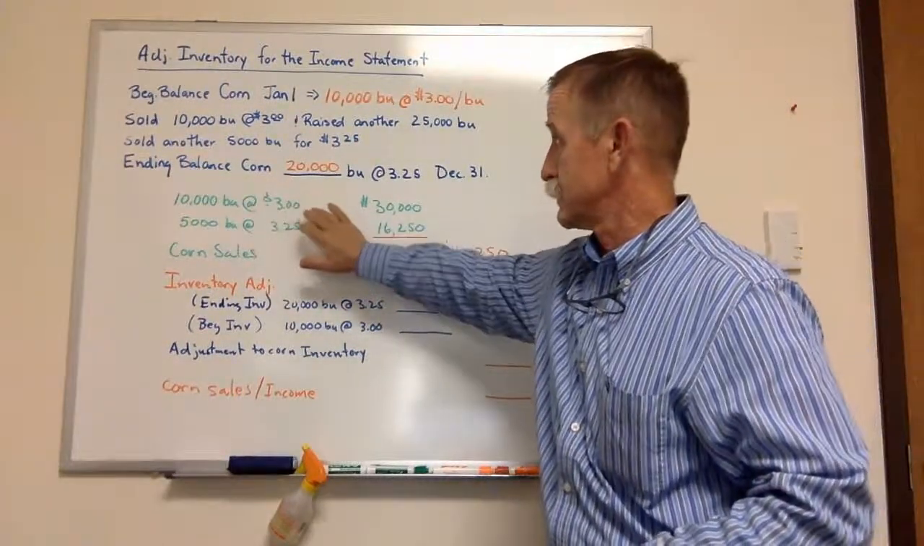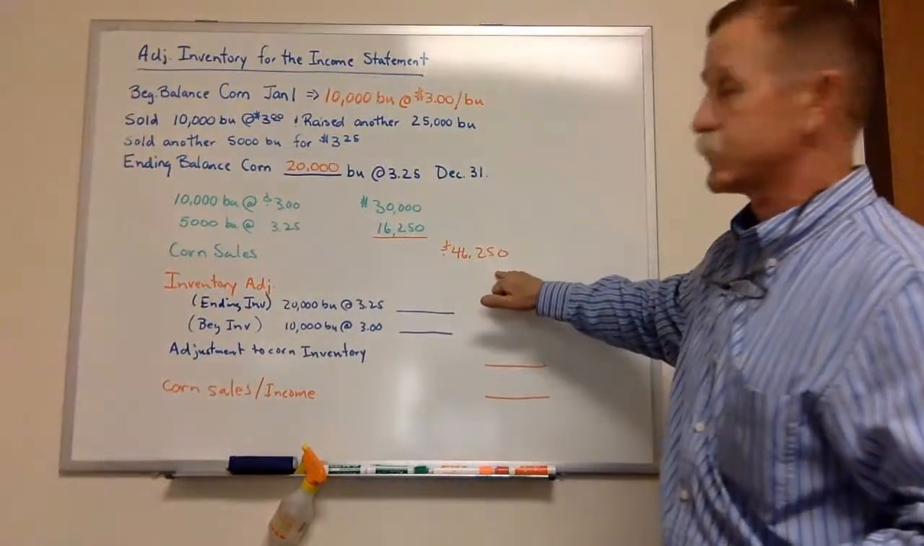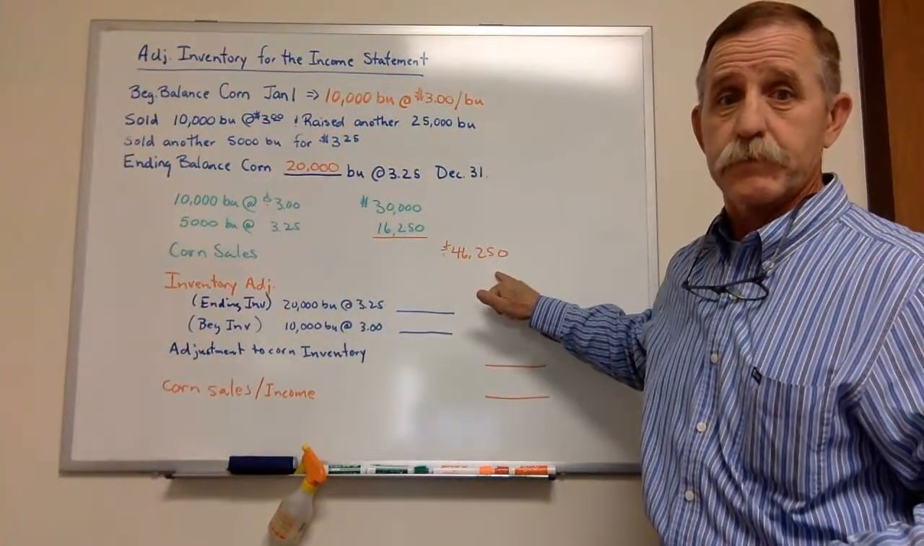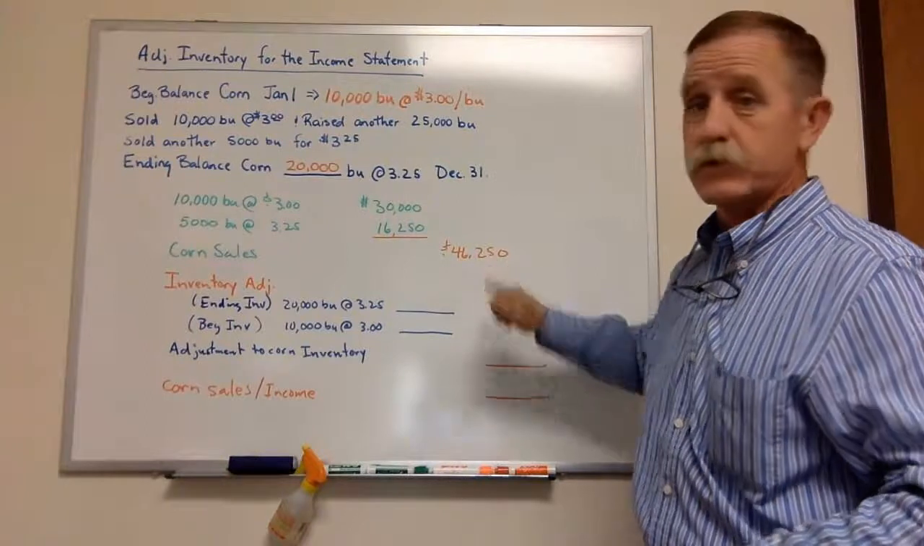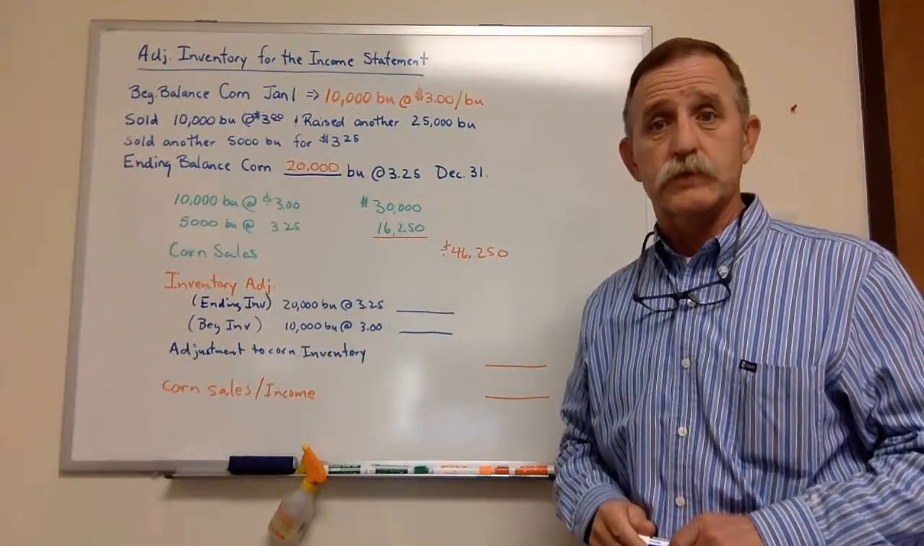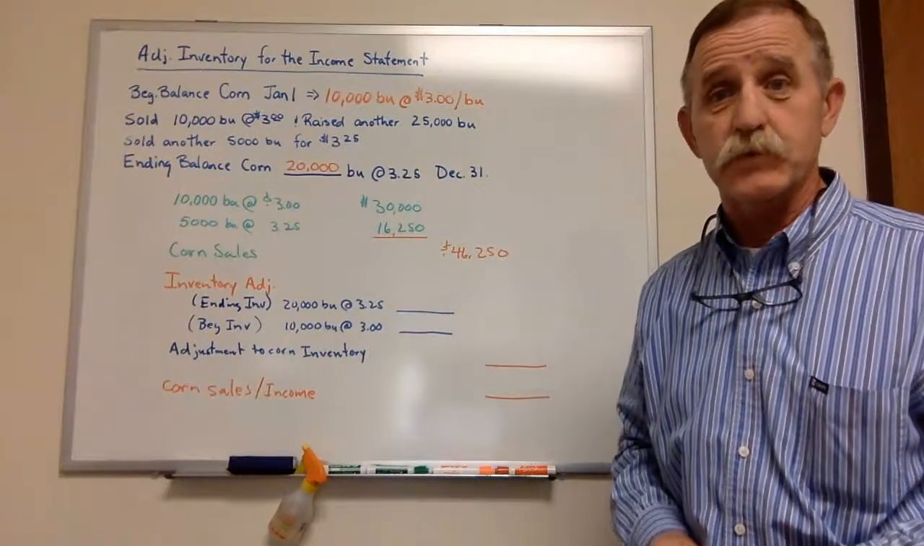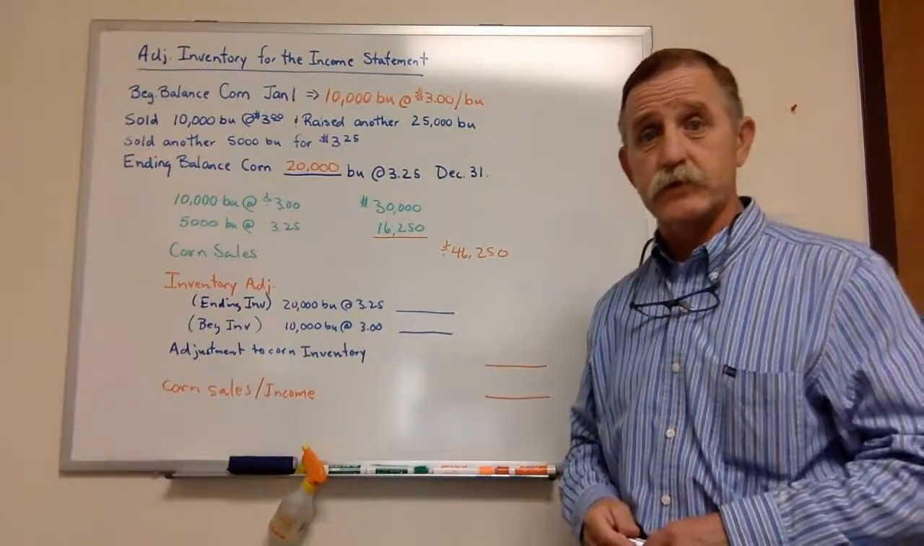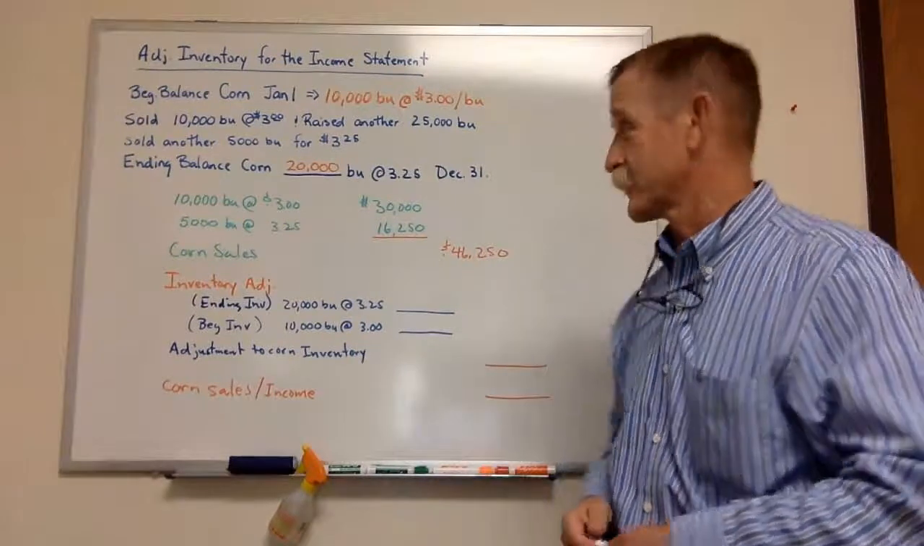Okay, we have total corn sales during the year. Okay, these two sales right here of $46,250. So that would show up on your income statement probably if you didn't do this accrual adjustment. Well, not probably, it would, because you show it as a sale and you're going to get the check and deposit it in your account.